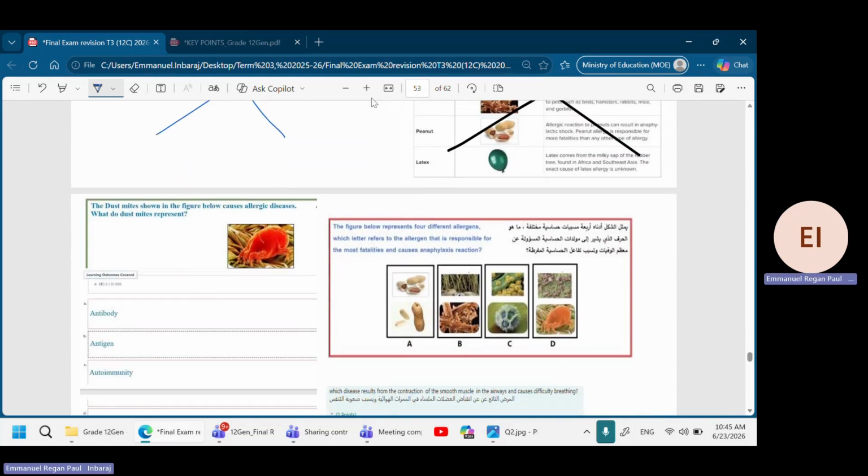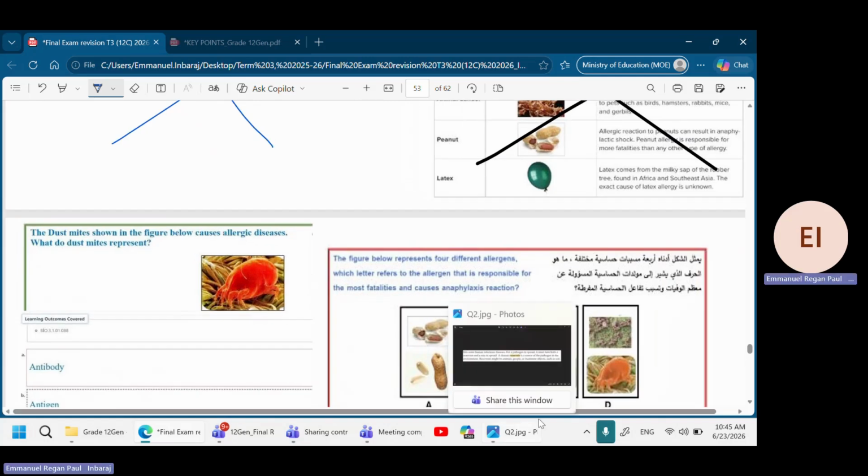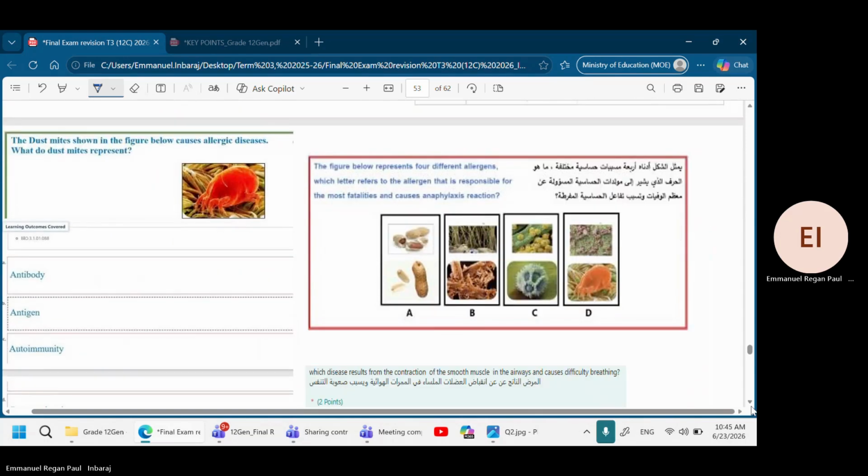As I told you before, look at this. The figure below represents 4 allergens. Which letter refers to the allergen responsible for anaphylactic reaction? So, the peanuts. All this other you leave, because this is not coming. This is coming: peanuts.